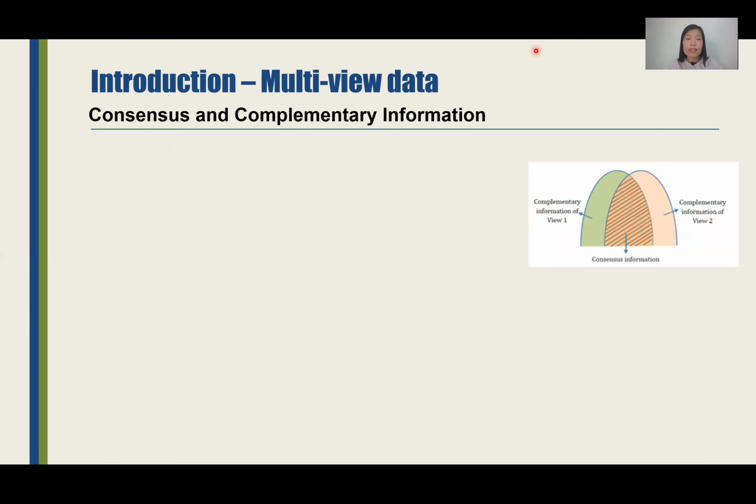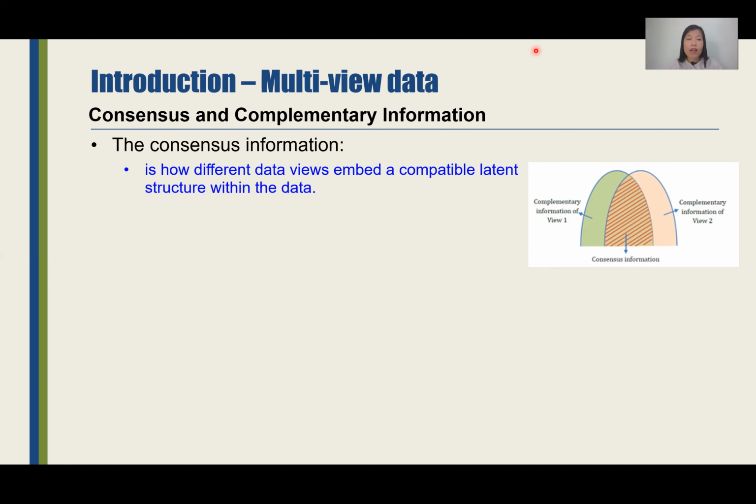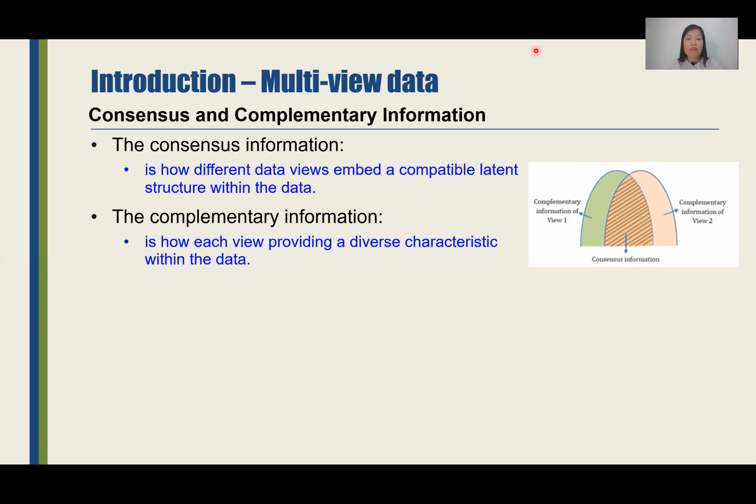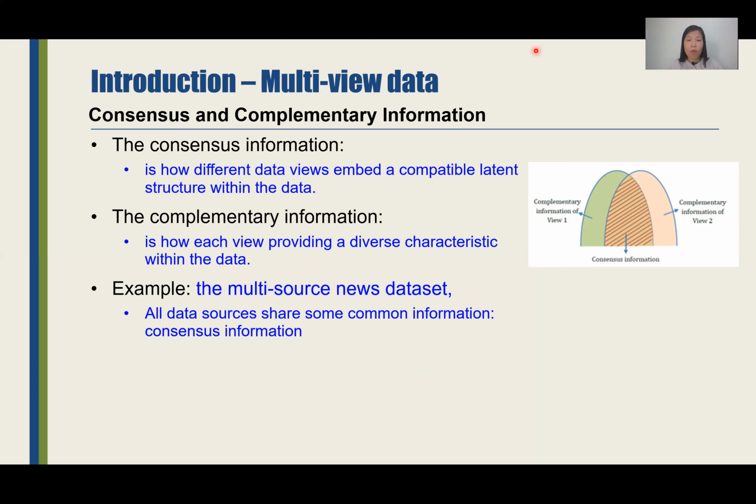The multi-view data is deemed to contain the consensus and complementary information. The consensus information is how different data views embed a compatible latent structure within the data. The complementary information is how each view provides a diverse characteristic within the data. For example, in the multi-source news dataset, all data sources share some common information, which is the consensus information. But each data source presents some distinct information, which is the complementary information.